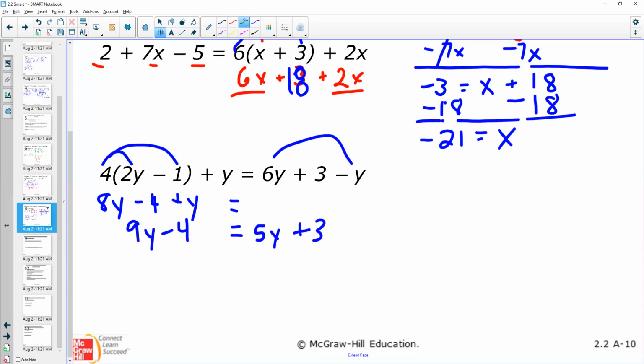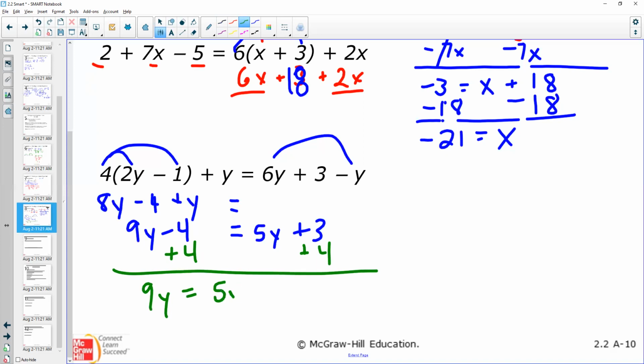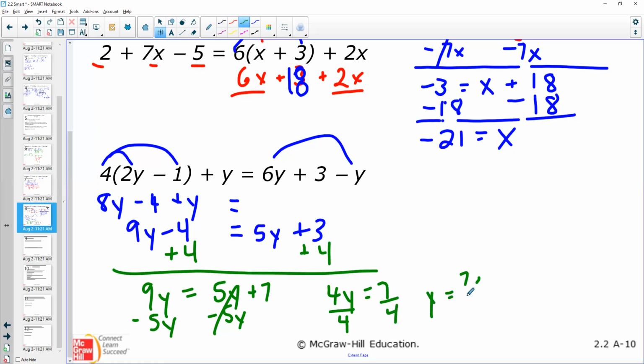Okay, simplified. So now I'm going to pick a direction to move. Let's see, I want to add 4 to both sides. And it doesn't matter which way you go at all. Just pick. So I get 9y equals 5y plus 7. And I'm going to subtract 5y. So I get, let's see, these guys go away. 4y equals 7. Okay. And then I'm going to divide both sides by 4. y equals 7 over 4.